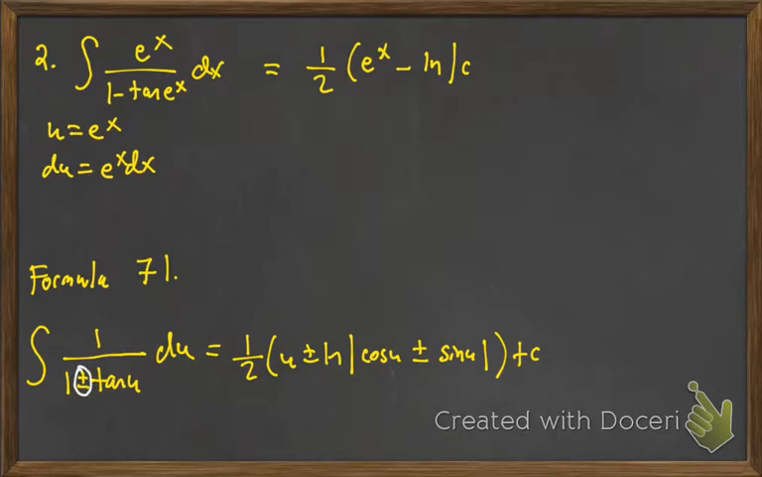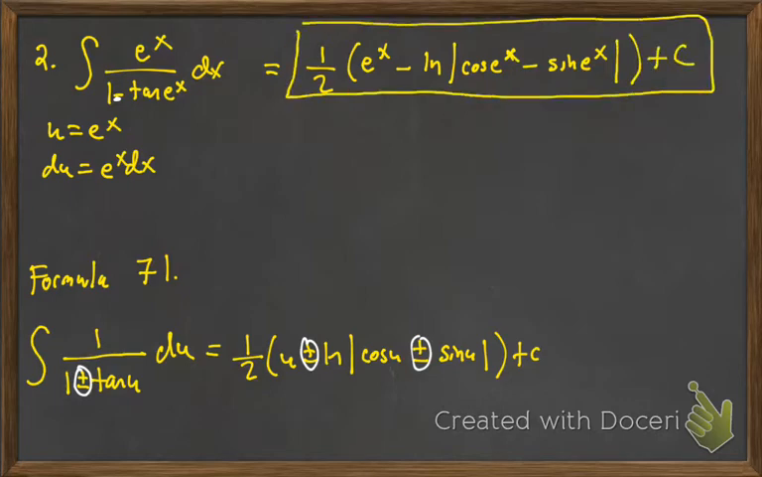We have an exact match here and here, so because this is minus, in those two locations where you have that plus or minus, it's going to be a minus. So 1/2 times quantity e to the x minus natural log absolute value of cosine of e to the x minus the sine of e to the x, and then plus c. Okay, so that one wasn't too bad.